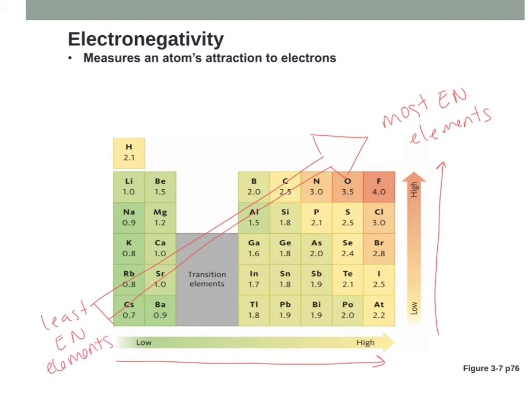Down and to the left, if you look at cesium, rubidium, barium, these elements don't really care about their electrons. They don't really want to pick up electrons. They're not going to pull on electrons. They don't really want to be negative. These are the things that are going to be positive and are likely to give up their electrons very, very easily. Then the opposite is true up here.